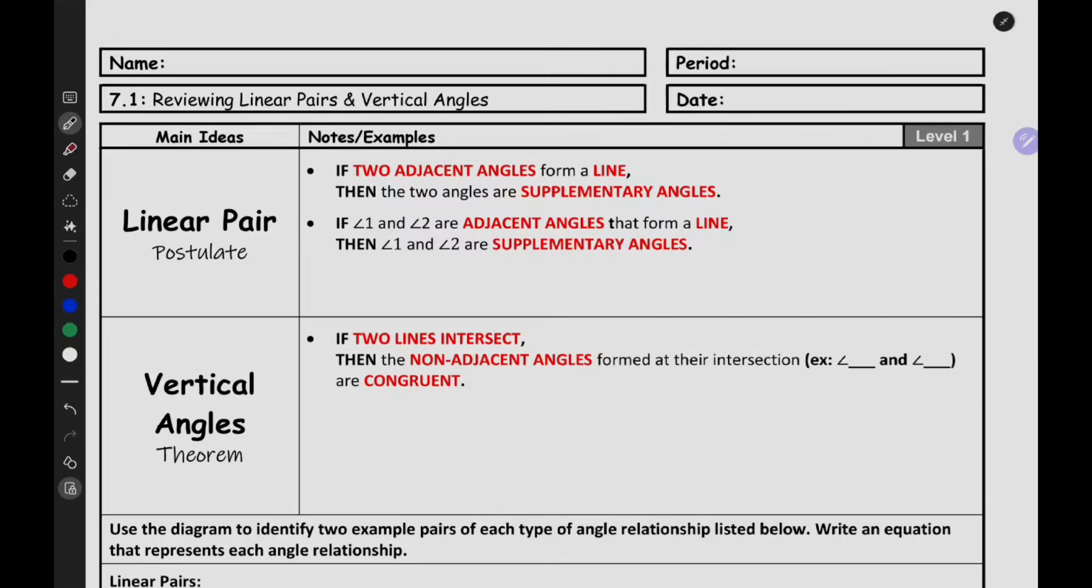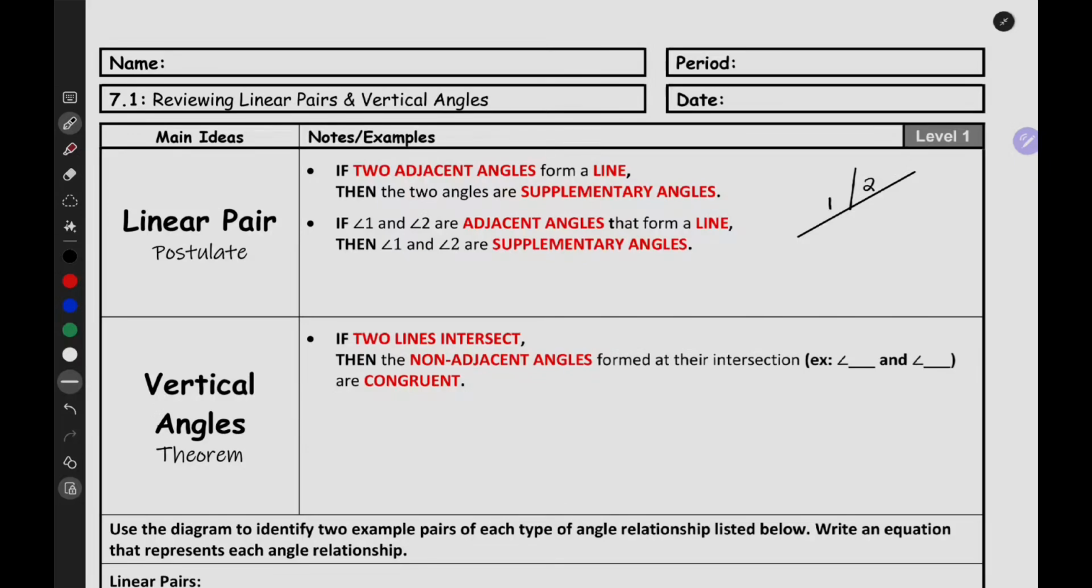So, if you recall, if two adjacent angles form a line, so something like this, we call this angle 1 and angle 2. Then the two angles are supplementary angles. And if angle 1 and angle 2 are adjacent angles that form a line, then angle 1 and angle 2 are supplementary angles. So, different ways of just reading that.